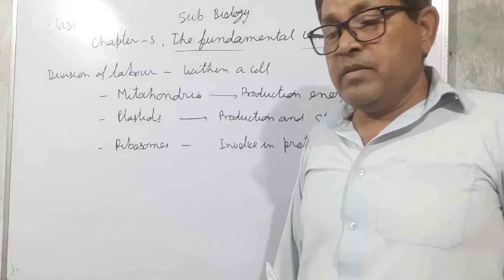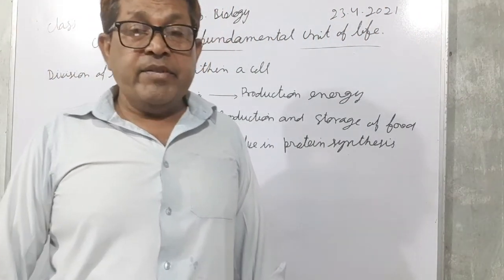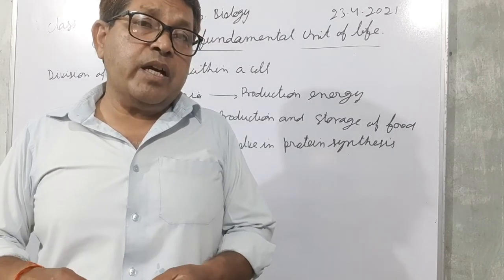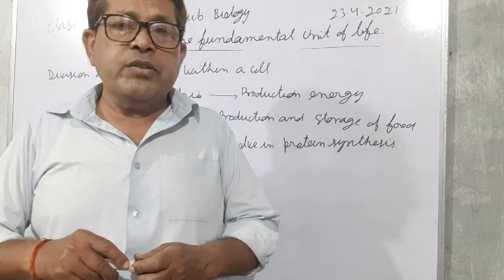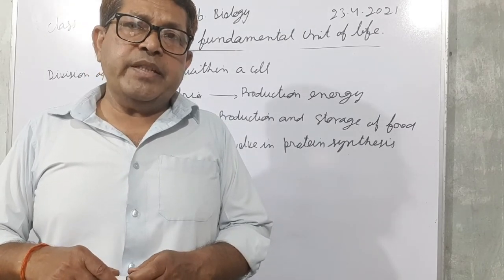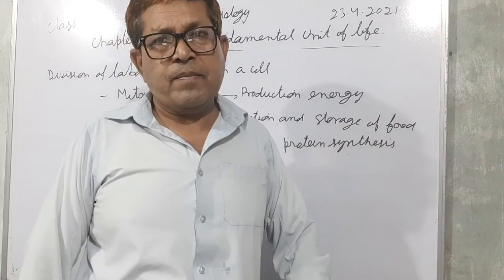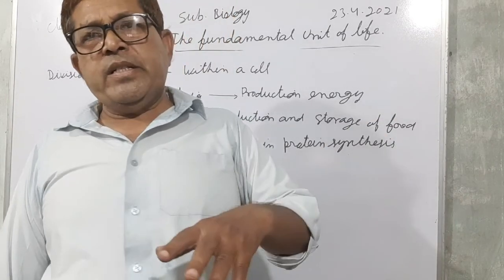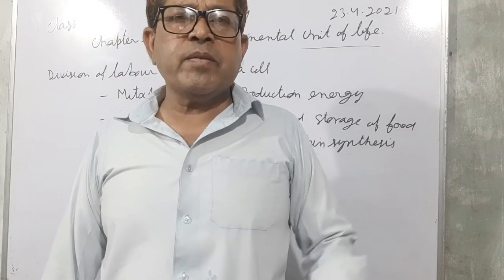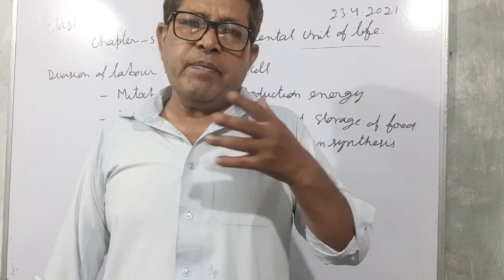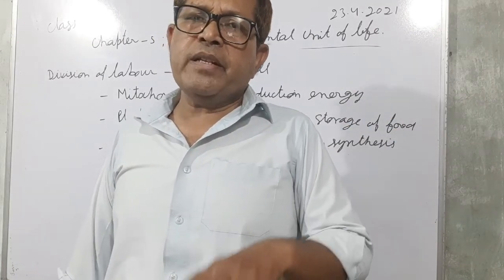So in this way we find that division of labor is present in multicellular organisms and also within the cell, because the cell has different components and these components are specific in function. These are the different types of cell organelles we will discuss. So these cell organelles are specific in function.